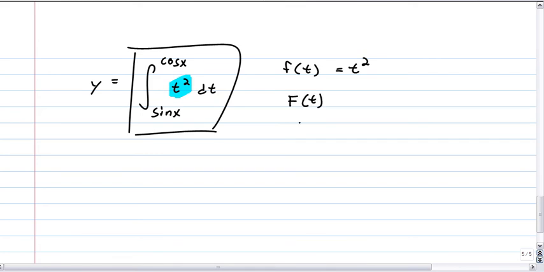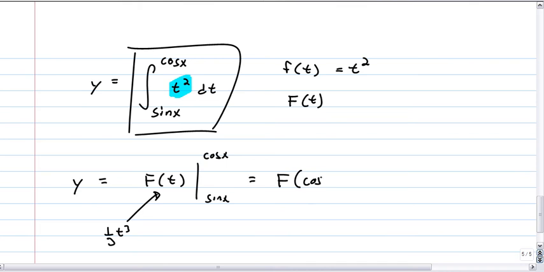Okay. So this is y equal to big F of t from sine x to cosine x. You'll notice in the last one, in version 1, big F of t was 1/3 t cubed. So this would be equal to big F of cosine x minus big F of sine x. Which, if you were trying to find, let's say y sub 1, that really wouldn't help you, because you'd be looking at big F cosine 1 minus big F sine 1, and you'd go, I don't know what big F is. But the goal is to find y prime.